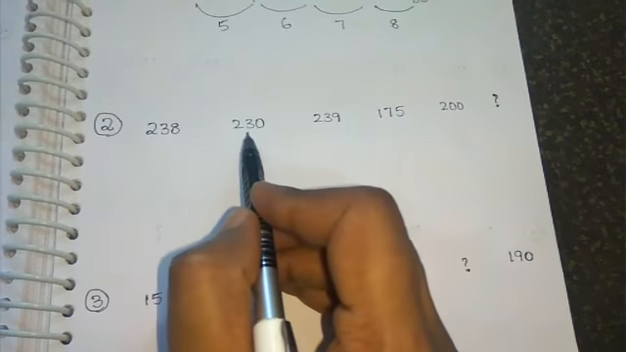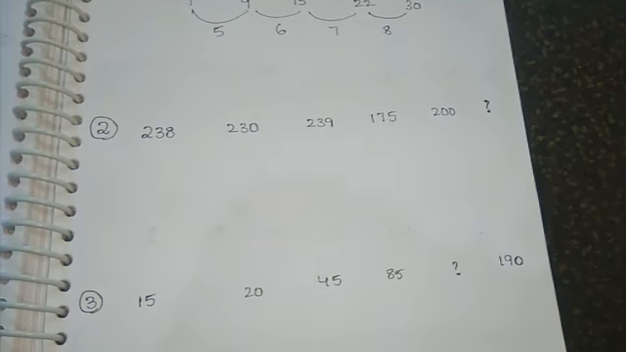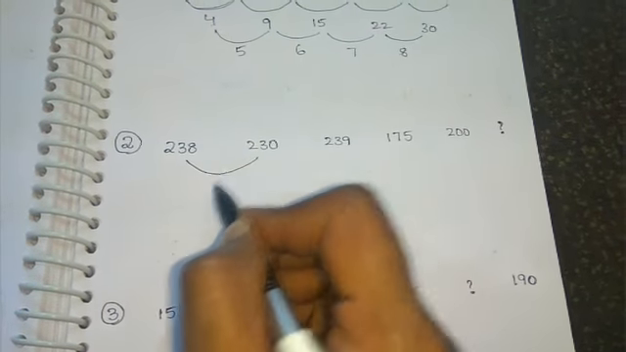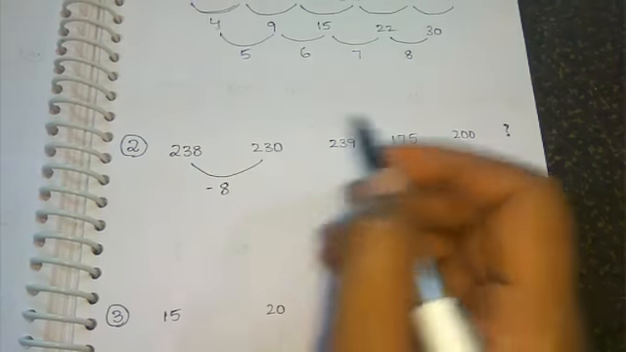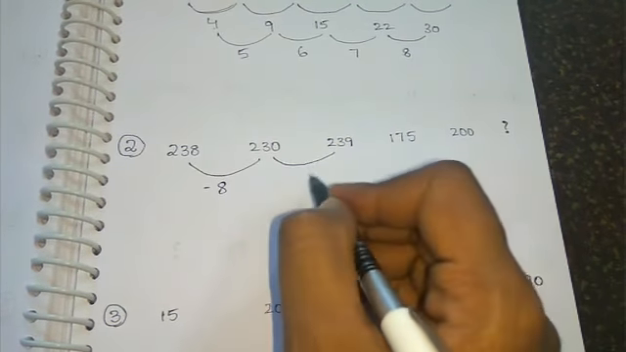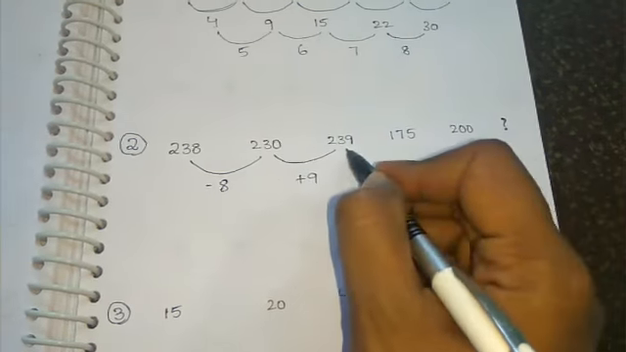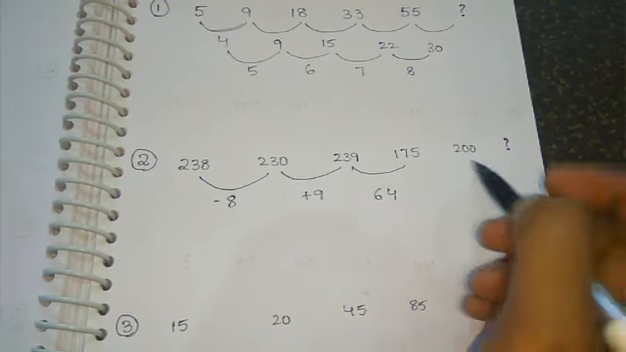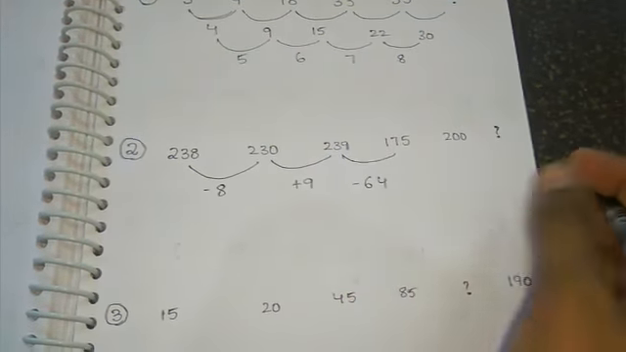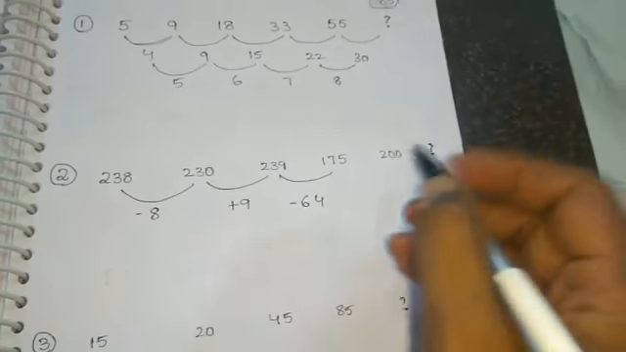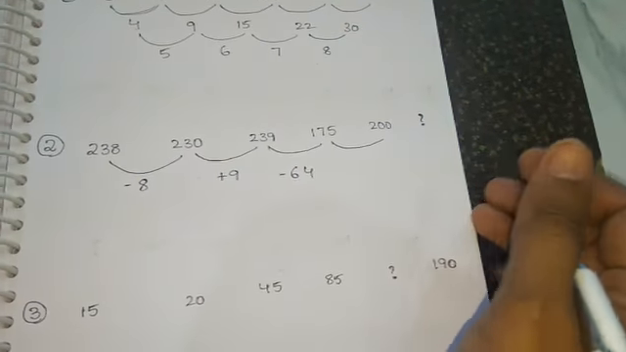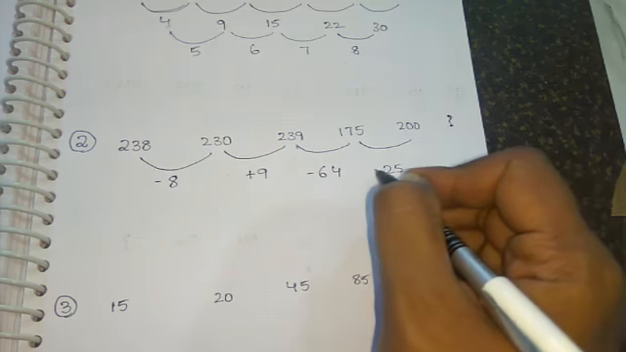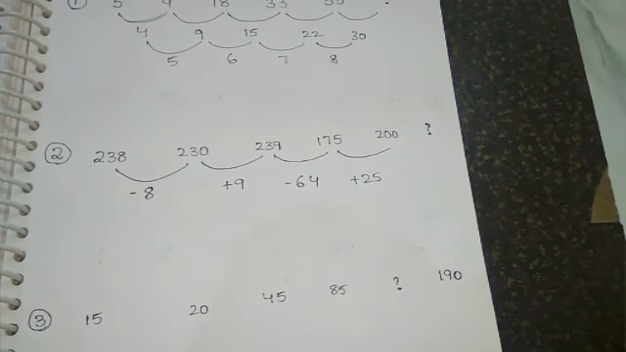238, 230, 239, 175 and 200. By just seeing this question, we can't find any logic here. So what we should do first? We should find the difference. It is minus 8 here. Here it is plus 9. Here 9 minus 5, 4. 23 minus 17, 6. It is subtracted. Minus 64. So we are seeing something here. Next, 175 and 200, it is plus 25.